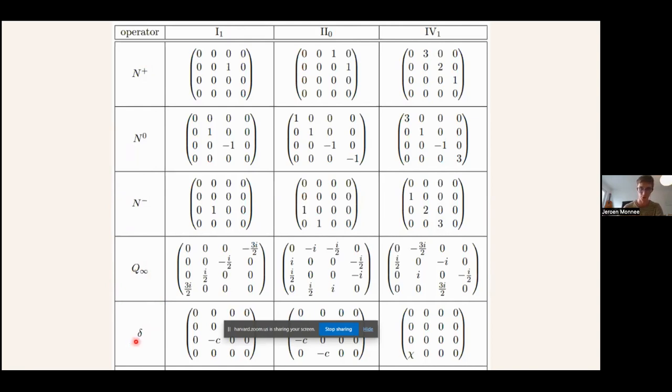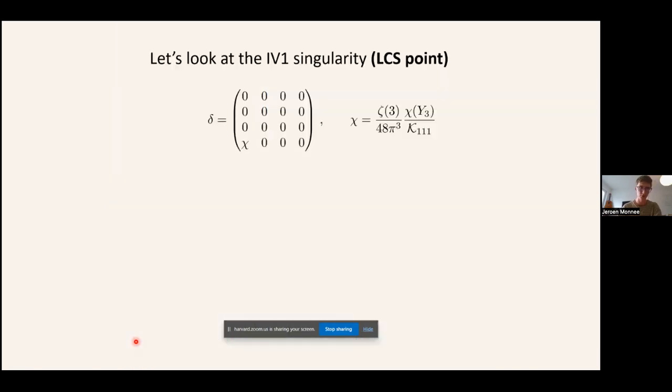Okay. So now just to show you a bit more, let's look at this type 4-1 singularity, which corresponds to the LCS point. The delta here will be given by this, and it involves a parameter chi.